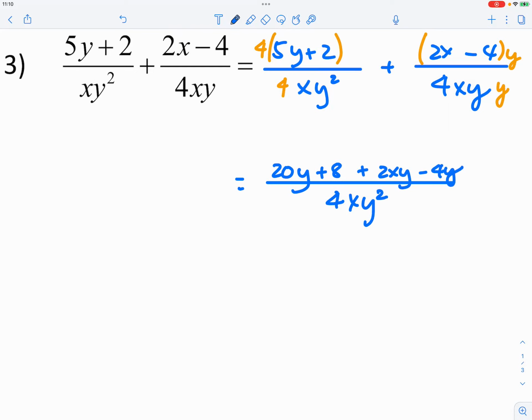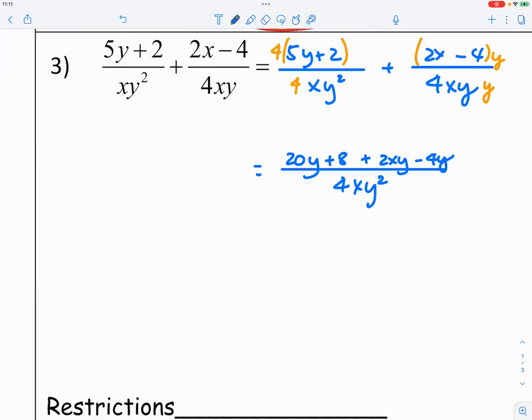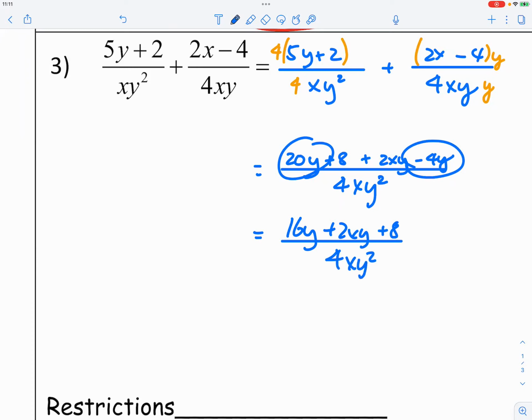Okay. All right, so let's see if there's anything we can simplify. I think we do. 20y minus 4y is 16y, plus 2xy plus 8, over 4xy squared.